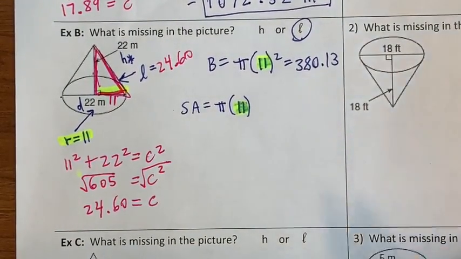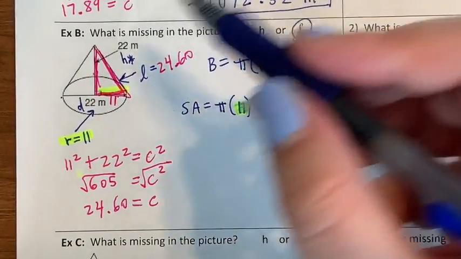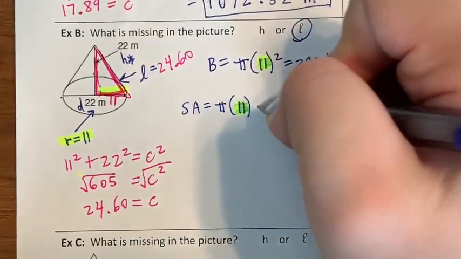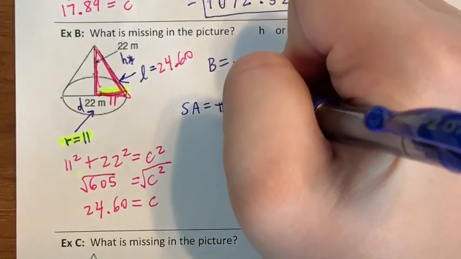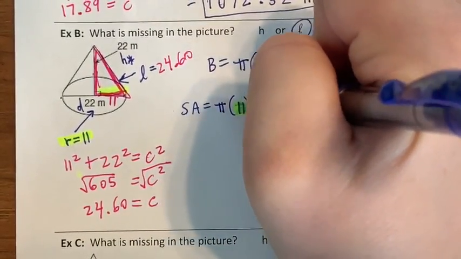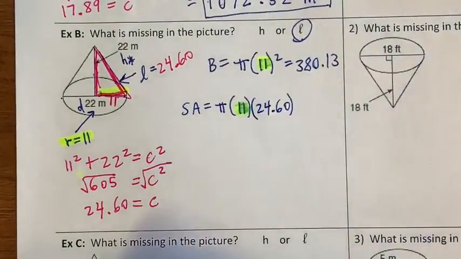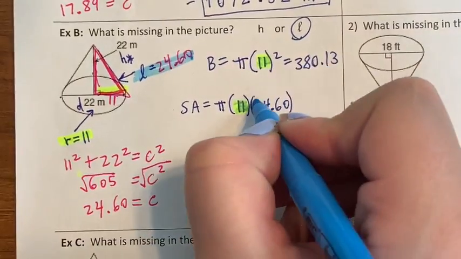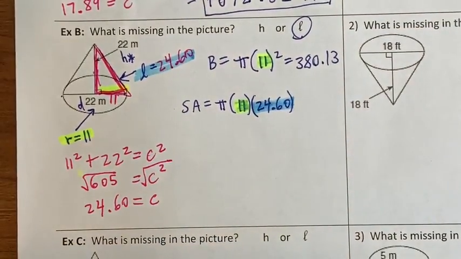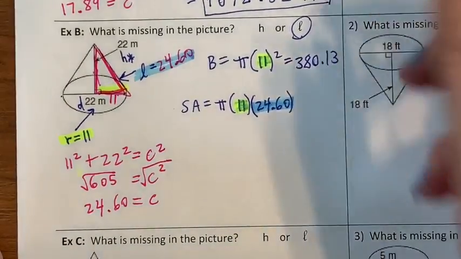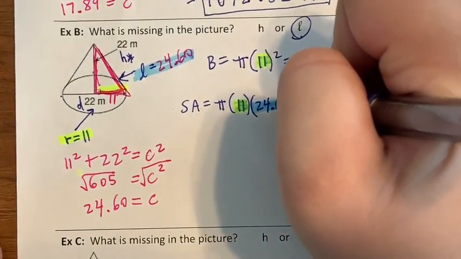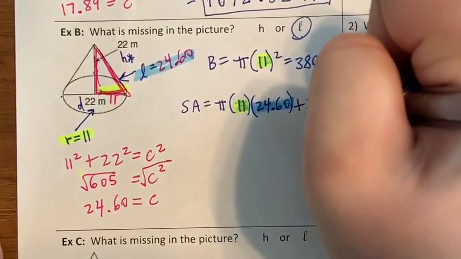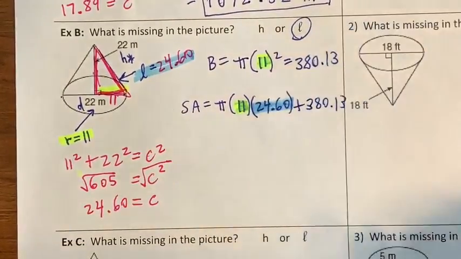times my slant height, which we had to do Pythagorean theorem to find. So our slant height is 24.60. Again, that piece is coming here from the figure, 24.60, plus our base. Our base we found to be 380.13.